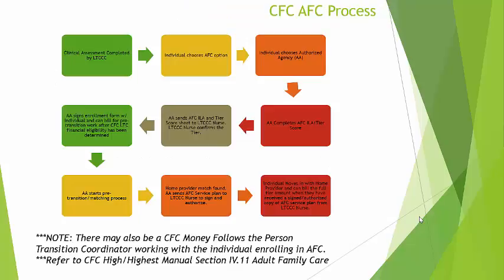So this next slide outlines generally the Choices for Care adult family care process, and we know this is ever evolving. So currently, an individual would be assessed clinically by the long-term care clinical coordinator. They would also need to meet the financial criteria for Choices for Care to be eligible. They would choose the adult family care home option. After choosing the AFC option, they would also have to choose an authorized agency to work with.